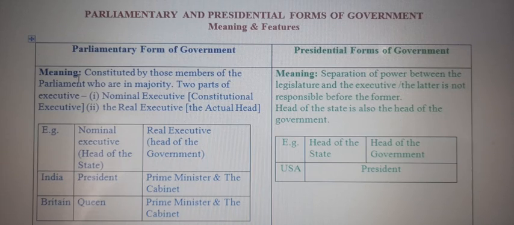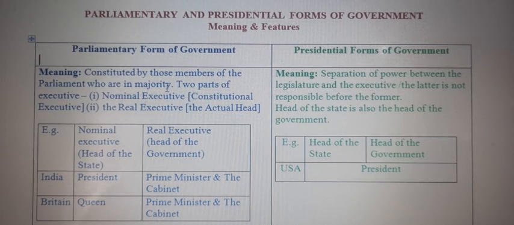In parliamentary form of government, what we see is it is constituted by those members of the parliament who are in majority. In parliamentary form of government, the candidates are first elected to the parliament, and whichever party has the majority, they form the government.